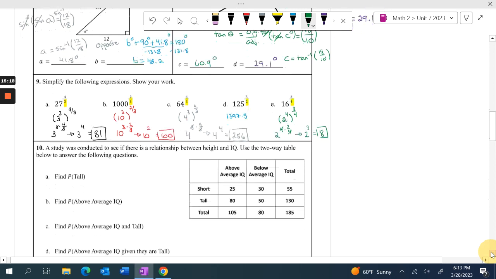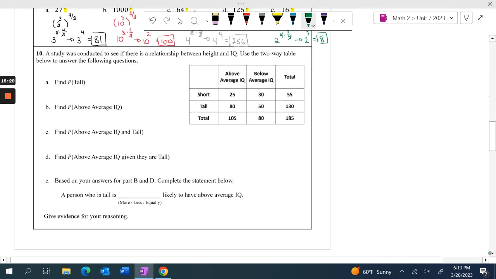Number 10, a study was conducted to see if there is a relationship between height and IQ. Use the two-way table to answer the following questions. Okay, so A, I want to find the probability that a person in this study is tall. So you go to the total, which is 130. And then that's going to be the numerator of your probability answer. And then the denominator is going to be the total, which is 185.